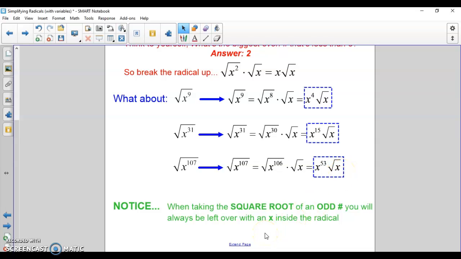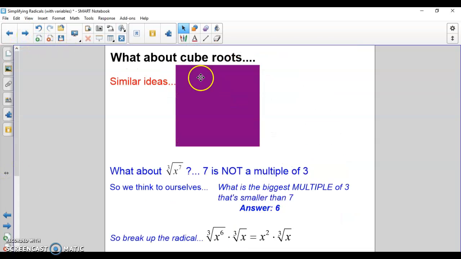Now, notice when we're taking the square root of an odd number, you're always going to be left over with just an x inside the radical. It only takes one extra x or one extra variable to get back to an even number. So you'll always be left over just with one single x. Now, cubes, there's a little bit more going on, but similar ideas. So let's check that out. So cube roots.